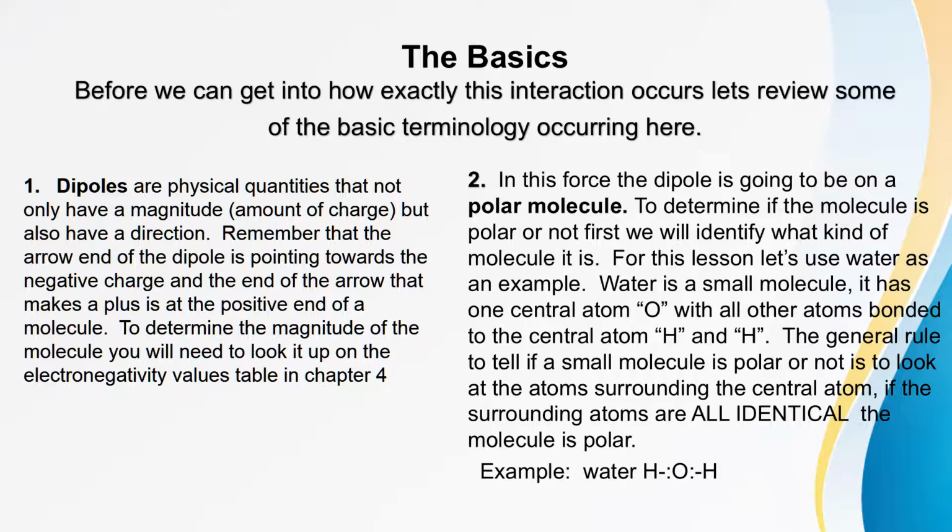To determine if the molecule is polar or not, first we need to identify what kind of molecule it is. For this lesson, let's use water as an example. Water is a small molecule. It has one central atom, oxygen, with all other atoms bonded to the central atom, which are hydrogen and hydrogen. The general rule to tell if a small molecule is polar or not is to look at the atoms surrounding the central atom. If the surrounding atoms are all identical, the molecule is polar.